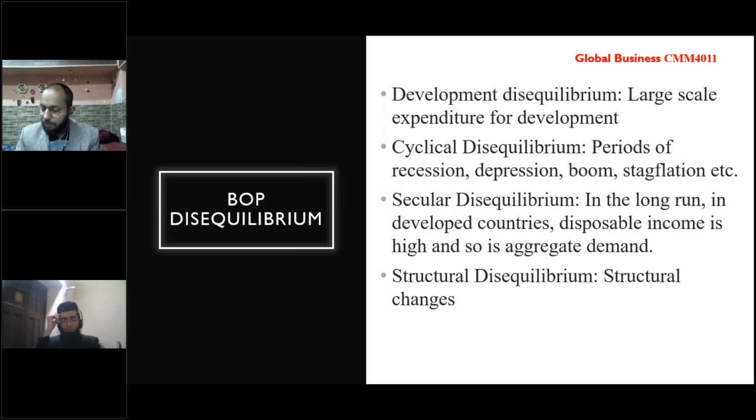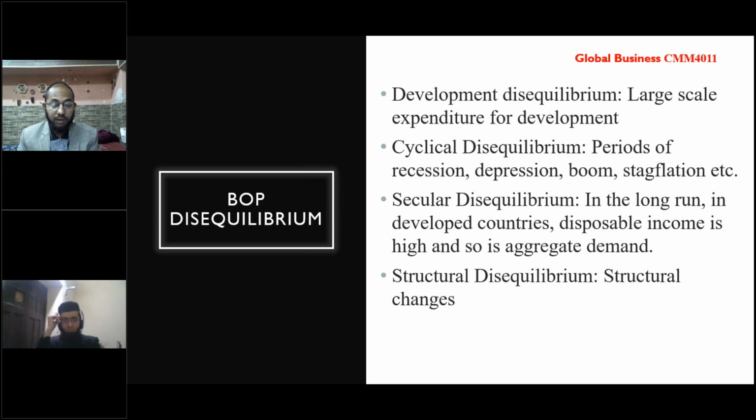The economic policy of India in 1991 was a structural policy, because we adopted liberalization, globalization, privatization instead of socialist policies, and that was a structural change. So structural change does have a negative impact on balance of payment.